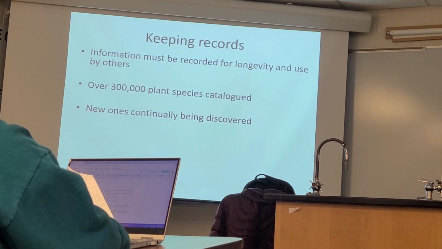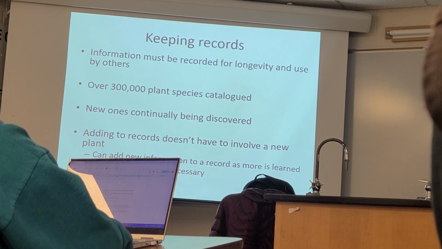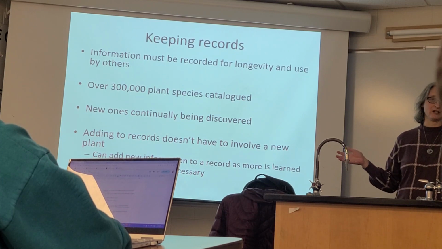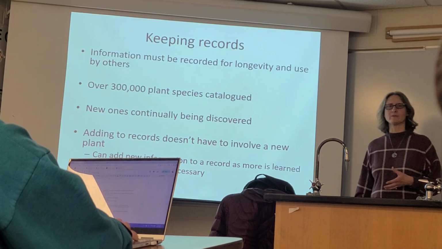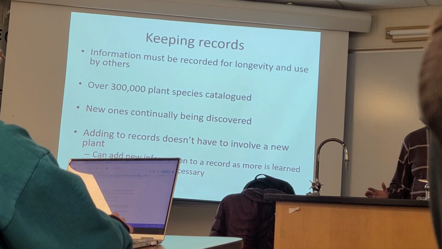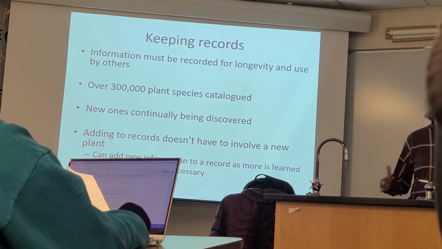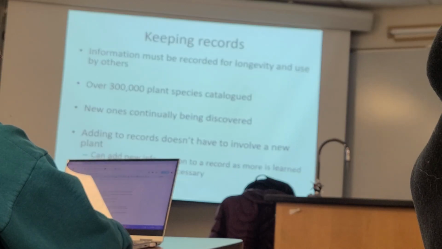So we have over 300,000 plant species that are cataloged, but we're constantly finding new ones. Not only that, we're also finding new information about the ones that we already know about. So adding to the record doesn't necessarily mean you have to find a new species or a new plant. You can still add information about already existing species. You just find more information about them that we didn't know. We thought this plant only flowered from May until June, but we're starting to see herbarium specimens now with flowers in April. So maybe that range needs to be expanded. We can revise this, we can add to this as new information is gathered. Periodic updating is really necessary.